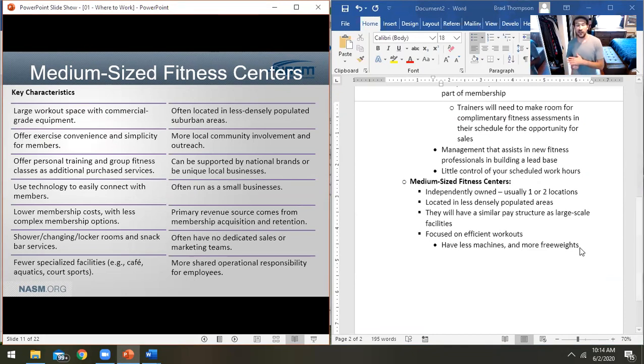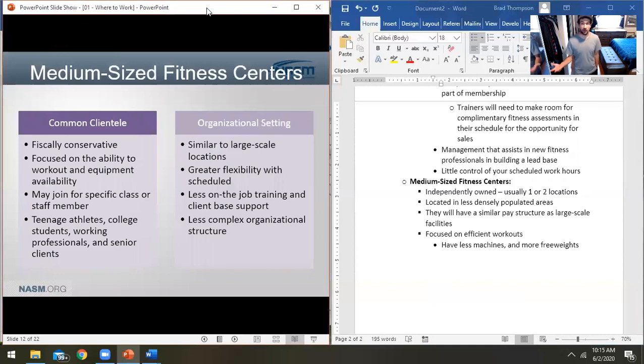So they will have commercial grade equipment, but you will often have to share a lot of space with other trainers, or members if they are there. Your revenue source is usually from memberships. This is the same concept here. Personal training is not the primary source of income for places like this. They won't have quite as many specialties. Usually not going to see a juice bar or a cafe or anything like that.